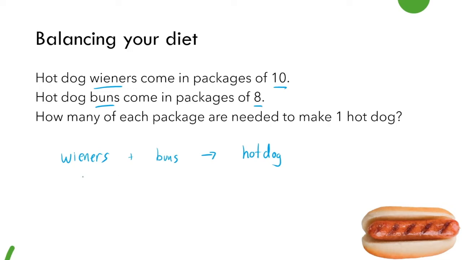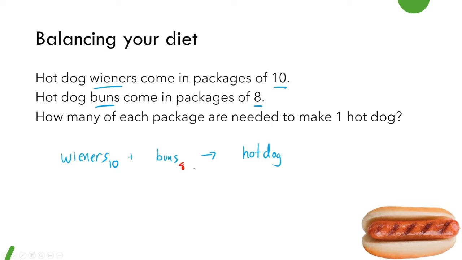All right, fantastic. The first thing to notice is that if you have a package of wieners, a package of 10, then all of those things are bonded together. All of those 10 wieners are in the same package. Similarly, if you have a package of 8 buns, all of those buns are bonded together.